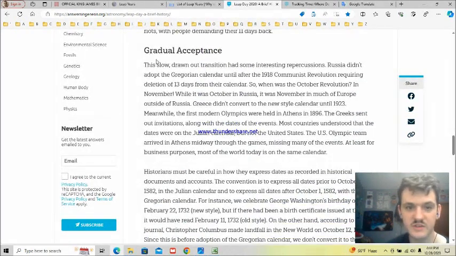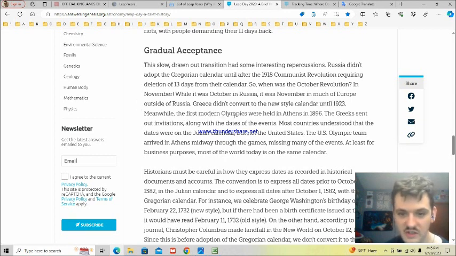There was gradual acceptance, but the slow transition had repercussions. Russia didn't adopt the Gregorian calendar until 1918, after the Communist Revolution, requiring deletion of 13 days from their calendar. And that is why the October Revolution was in November, when it was October in Russia and November in much of Europe. Outside of Russia, Greece didn't convert to the new calendar until 1923.